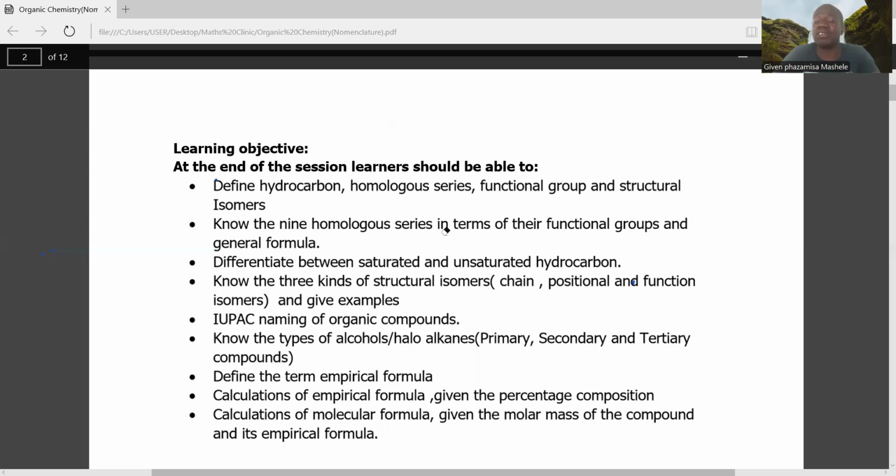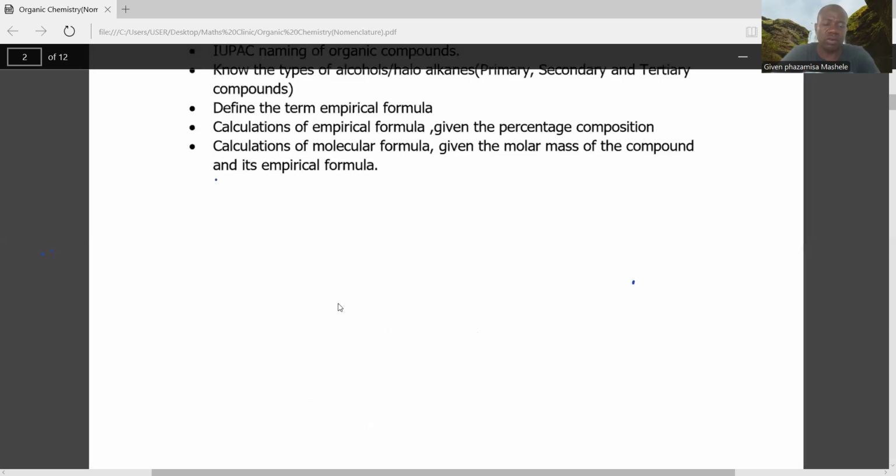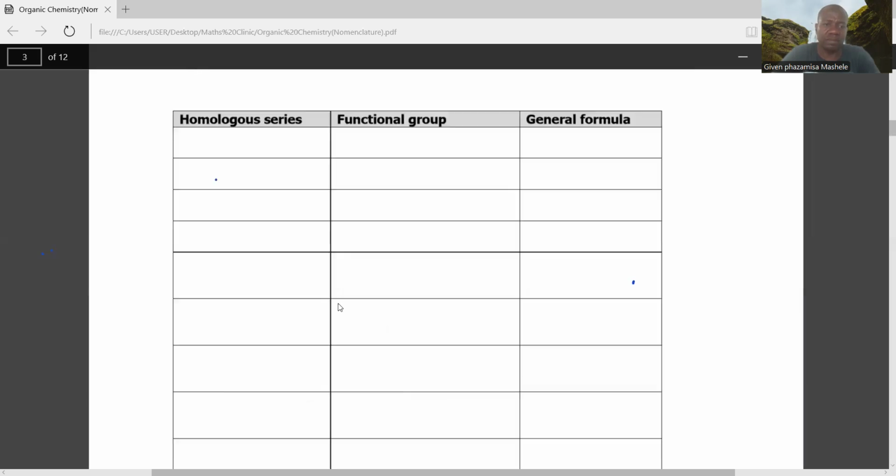Because hydrocarbons, remember we said, are the organic compounds that consist of hydrogen and carbon atoms only. If they don't have hydrogen and carbon atoms only, they are not referred to as hydrocarbons. Right, now we will continue to the next part.